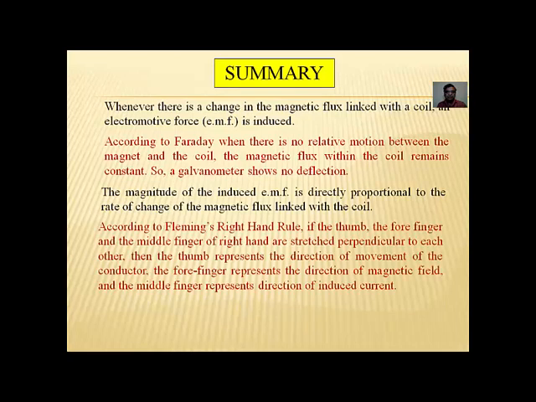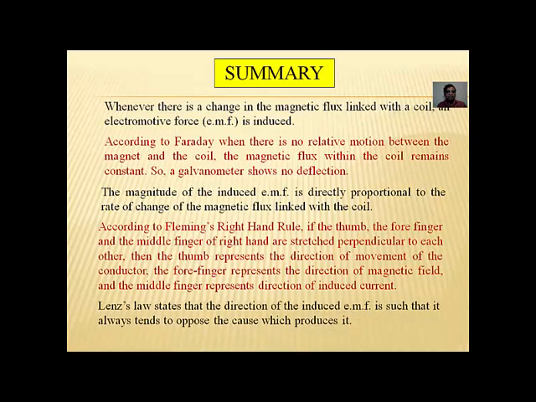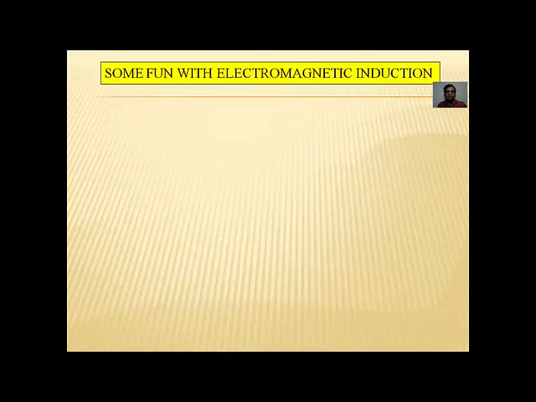According to Fleming's right-hand rule, if the thumb, the forefinger and the middle finger of the right hand are stretched perpendicular to each other, then the thumb represents the direction of movement of the conductor, the forefinger represents the direction of magnetic field, and the middle finger represents the direction of induced current. Lenz's law states that the direction of the induced EMF is such that it always tends to oppose the cause which produces it. Let us see some fun with electromagnetic induction.